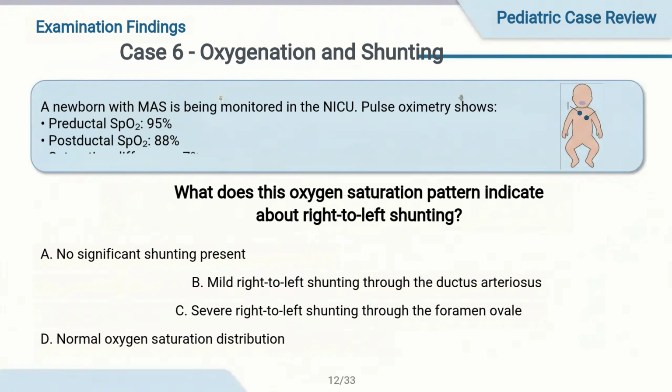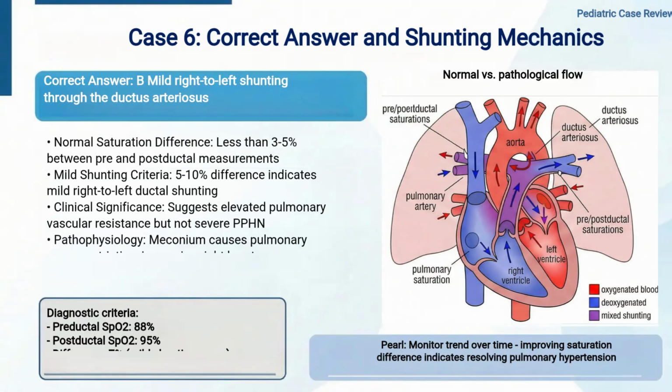Option A, no significant shunting present. Option B, mild right to left shunting through the ductus arteriosus. Option C, severe right to left shunting through the foramen ovale. Option D, normal oxygen saturation distribution. The correct answer is option B, mild right to left shunting through the ductus arteriosus.